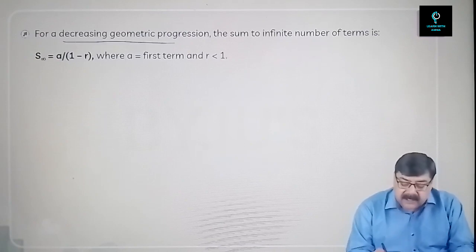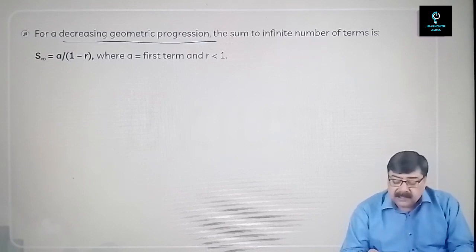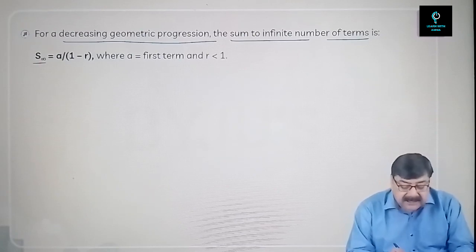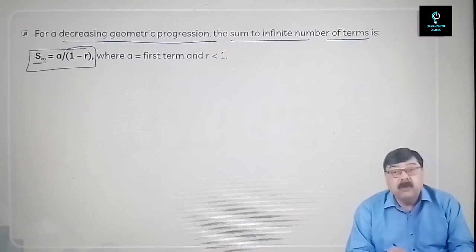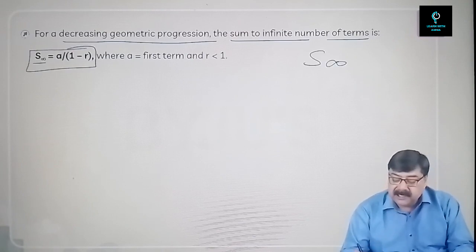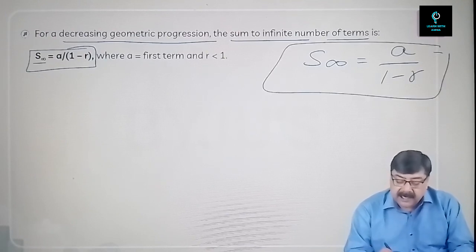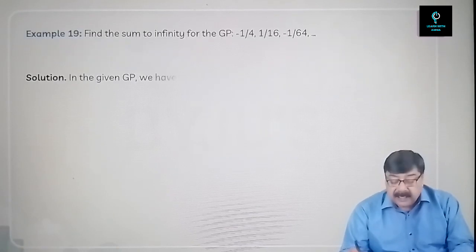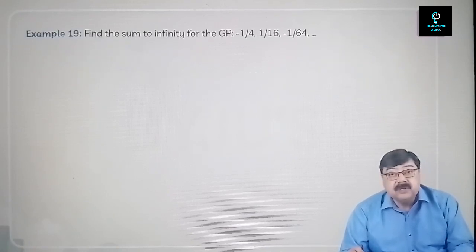Now for a decreasing geometric progression, please remember the sum to infinite number of terms is S infinity equals A by 1 minus R. So please remember this, S infinity is equal to A by 1 minus R. A is the first term and R has to be less than 1. And let's see, where do we use this formula?